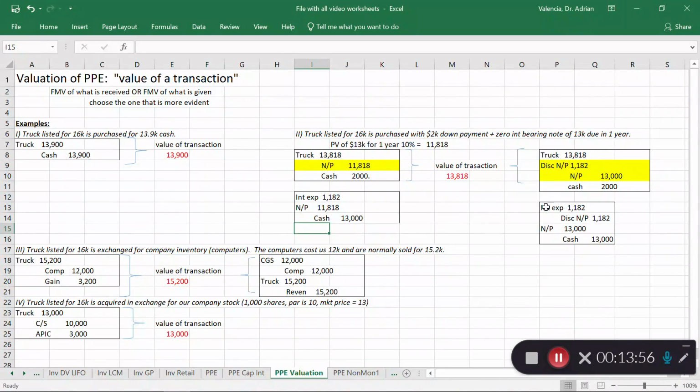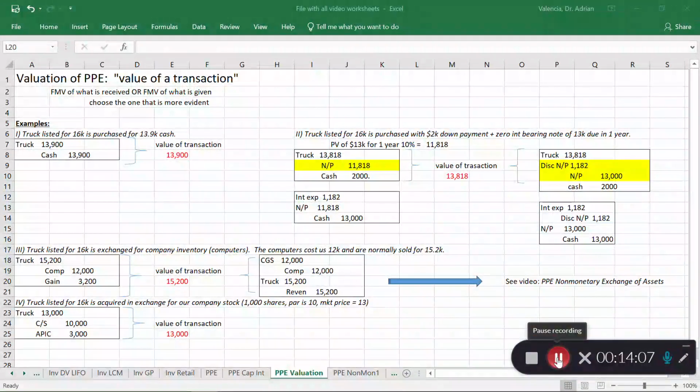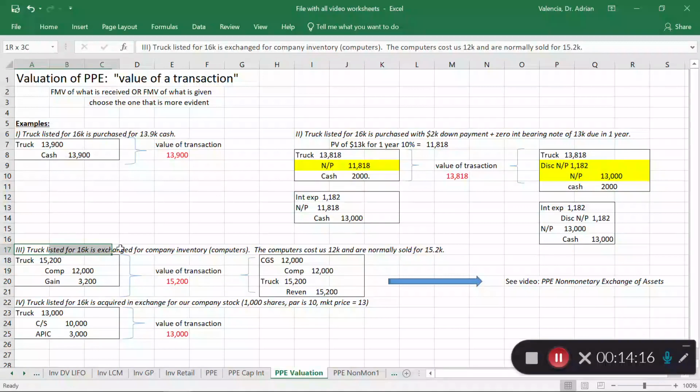All right, so going back to this one here, we have interest expense. Then the discount is amortized for that amount. We reduce the liability, and then we credit 13,000 of cash. All right, last thing I want to mention here is specifically with number 3 here.